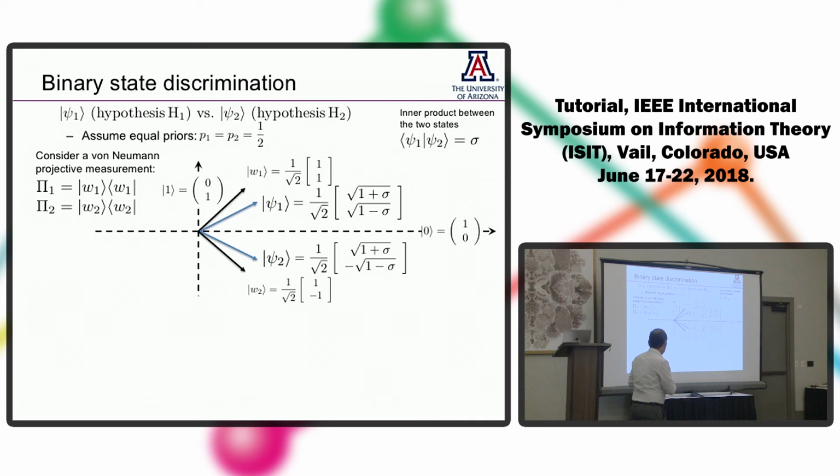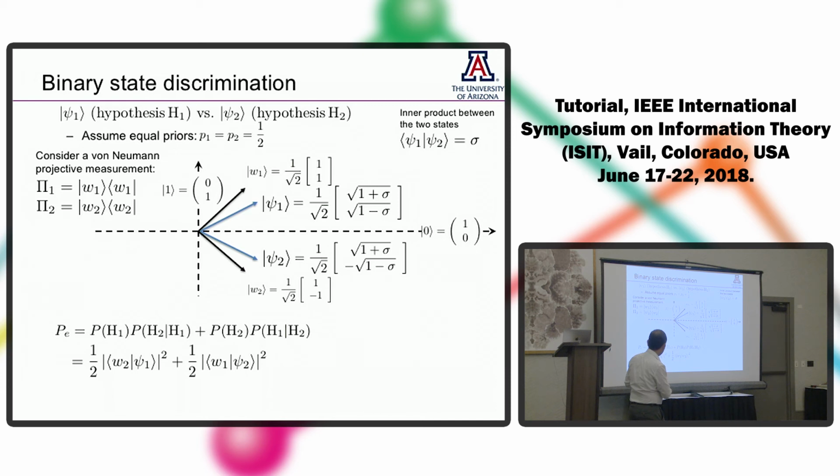So what's the error probability? The average error probability here is the probability that I gave you psi 1. Let's take equal priors, so 1/2, times the probability that you guessed psi 2 given that psi 1 was sent. So this is the magnitude squared of the inner product between psi 1 and W2, and the other term is exactly symmetric, which is the magnitude squared of the inner product between W1 and psi 2.